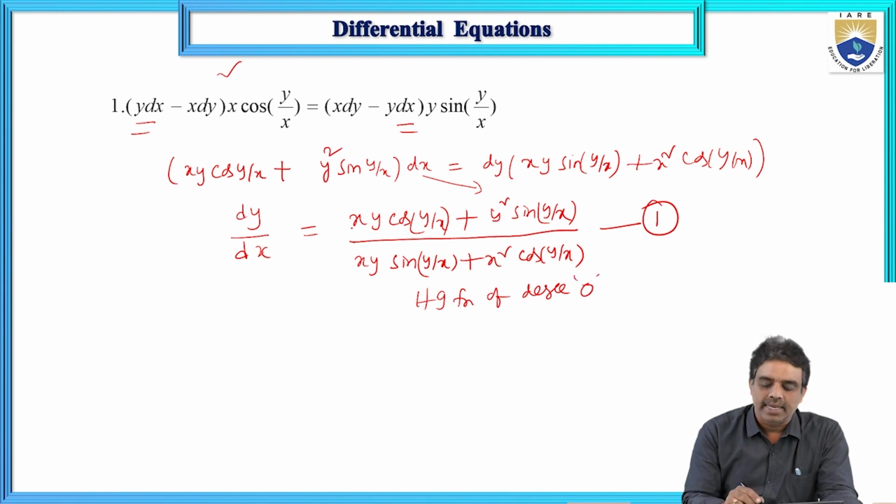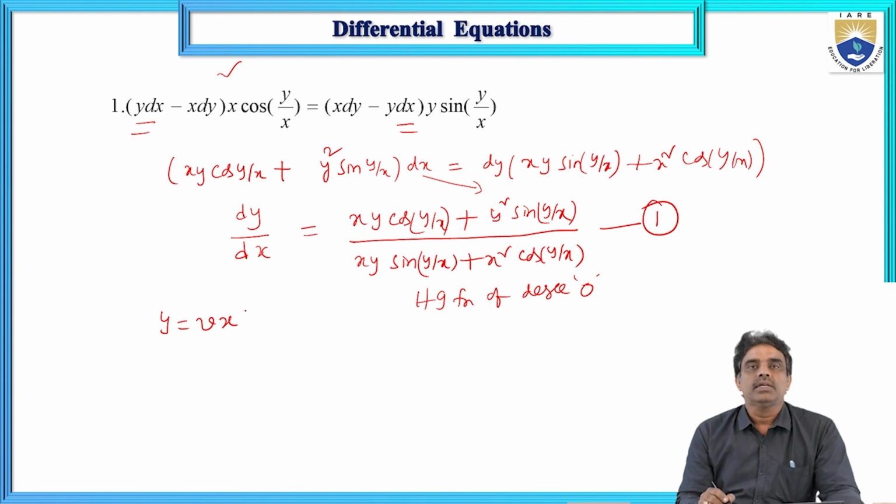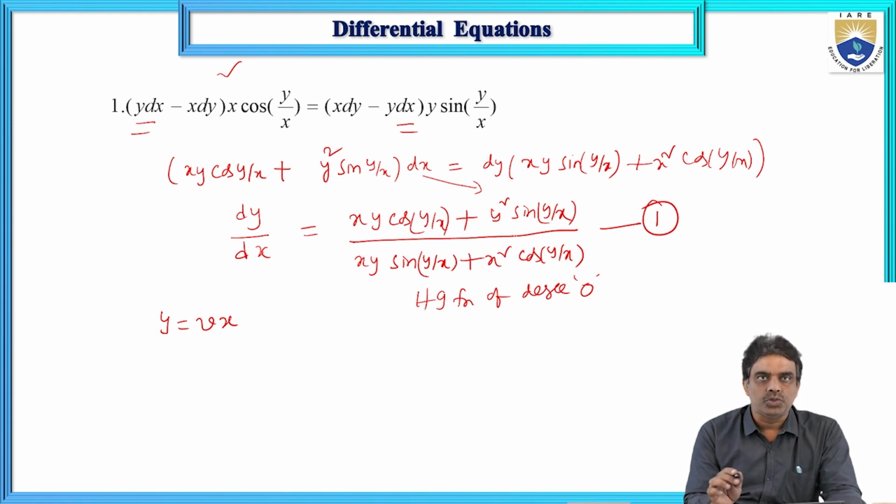By putting xk, ky, you'll get kx, ky, k square xy. This will be the homogeneous differential equation. So when there is a homogeneous differential equation, we can solve this equation by taking the substitution y is equal to vx, so that the entire equation will be reduced to the variable separable form.